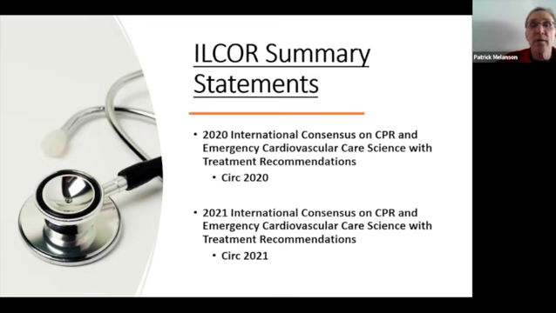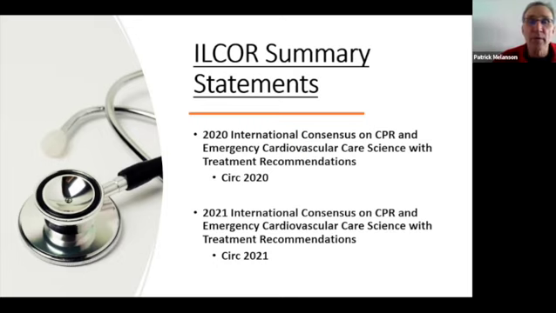So the American Heart Association, the European Resuscitation Council, and the International Liaison Committee on Resuscitation, before, they were putting out an update or new protocols every 5 to 7 years, and they realized that that was too long a time, given that science hopefully advances more rapidly than that. So over the last multiple years, they've been putting out a yearly consensus on the science of CPR with treatment recommendations changing if the science warranted that.